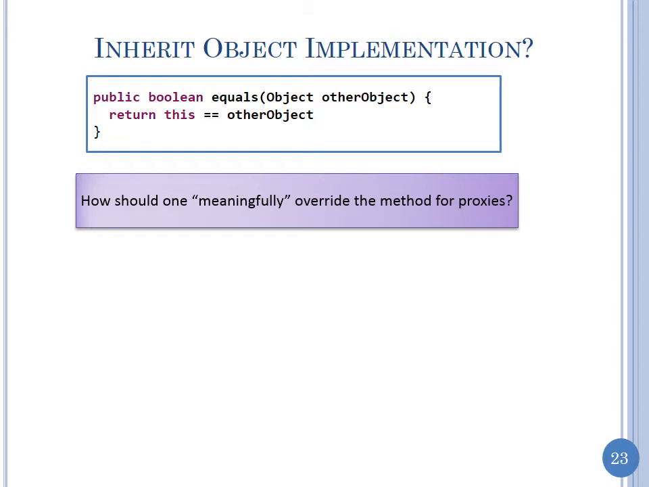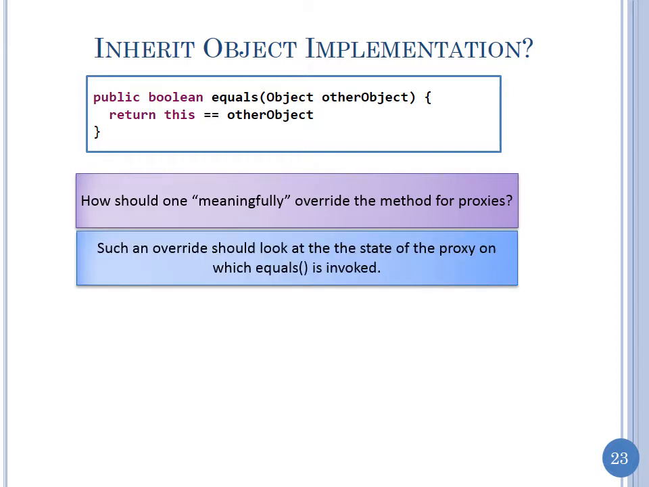So the reason why String equals and List equals and Vector equals do the right thing is because all these classes have overridden the Object equals. Similarly, we need to somehow override the equals method meaningfully for proxies. Such an override should look at the state of the proxy on which equals is invoked, right? It's got to be state-based, otherwise it can just do what class Object does.